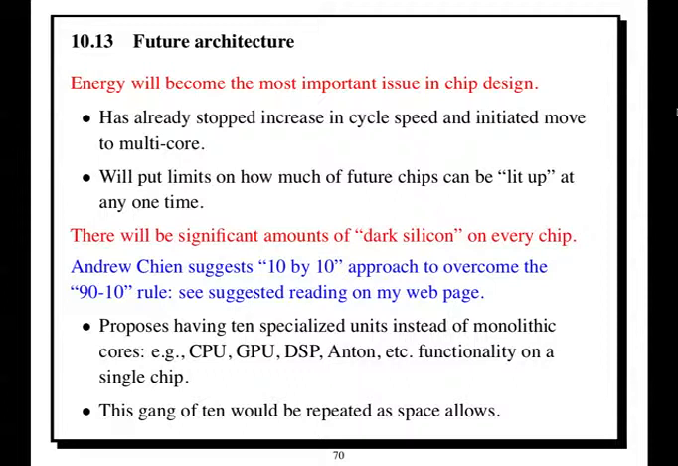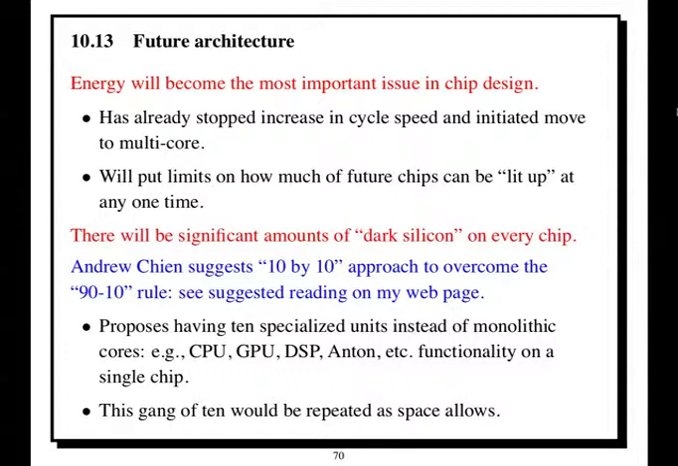Now, one answer is that that will be memory, that the future would be massive amounts of memory on chip, so cache on chip. That's one possibility, so that you would, say, have a CPU or a GPU, and there would just be a huge amount of memory, and that would be very nice. It's always nice to have a lot of memory that's rapidly addressable. But Andrew Chien, who's a computer architect and the author of this paper I asked you to read on the webpage, suggests what he calls a 10 by 10 approach to overcome the 90-10 rule. The 90-10 rule says that 90% of the computation gets done by 10% of the chip.